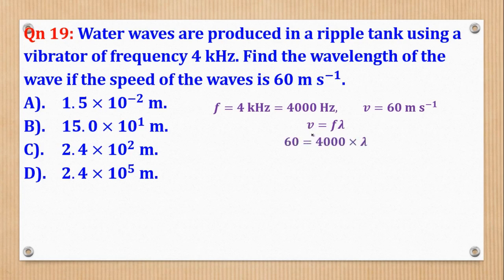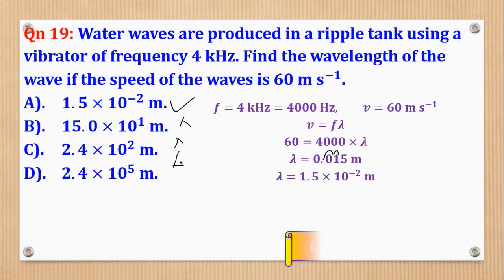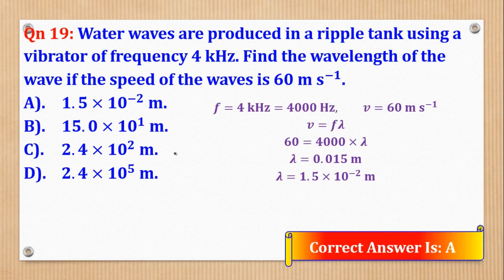So my work is to substitute for V and for F and look for making wavelength the subject. So when I divide through by 4000, I'll come up with 0.015. But the question here, they want you to express in scientific notation. So the answer will be 1.5 times 10 to the power negative 2, which is this. So this is not okay, not okay, not okay. So the correct answer will be A.